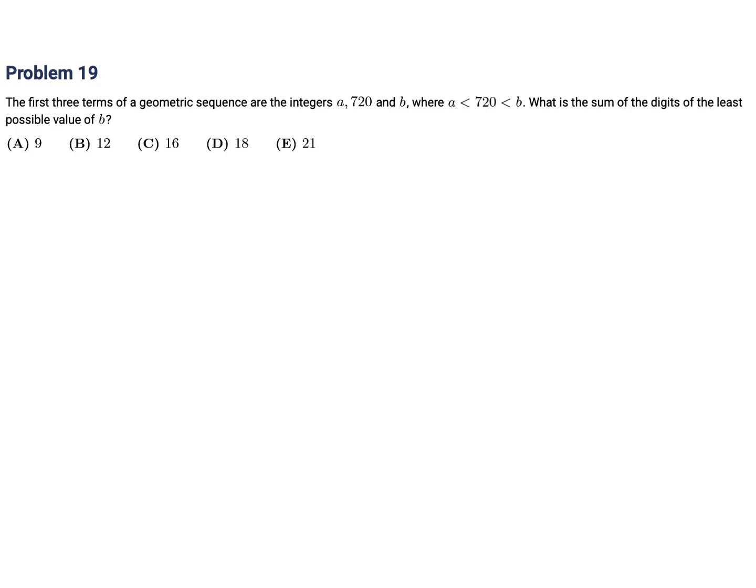The first 3 terms of a geometric sequence are the integers a, 720, and b, where a is less than 720 is less than b. What is the sum of the digits of the least possible value of b?